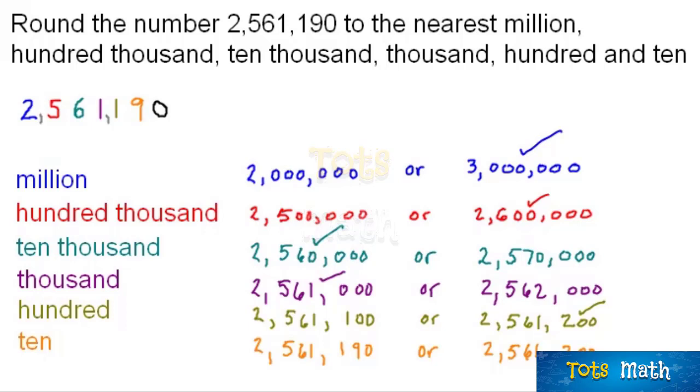And to help us decide if we need to round up or we need to round down, we have to look at the next place value, and that's the ones place. And our ones digit is a 0, and that is less than 5. So we're going to round down, which means we're going to actually stay with the given number.